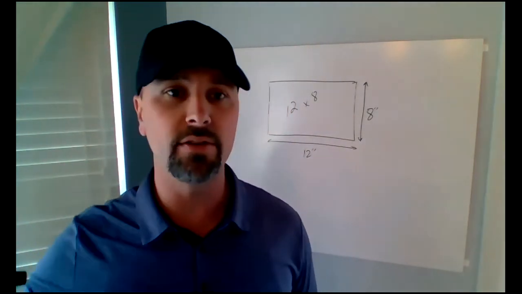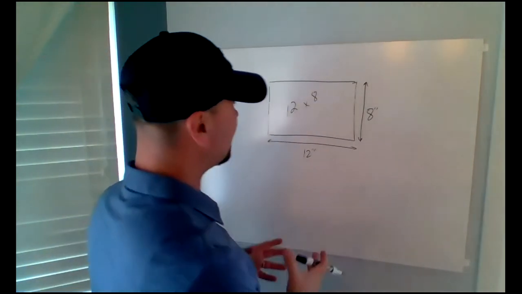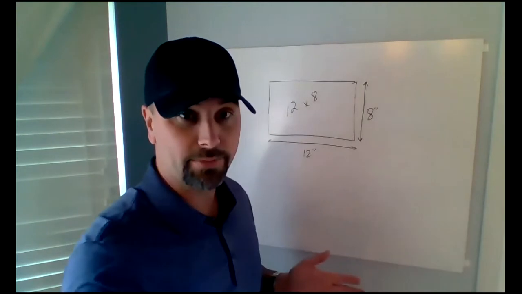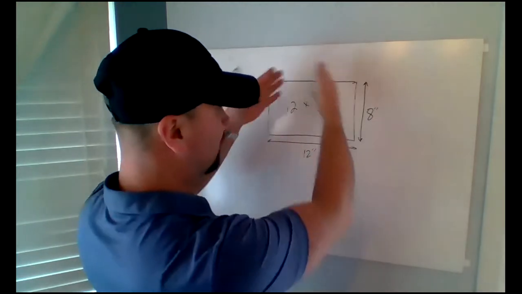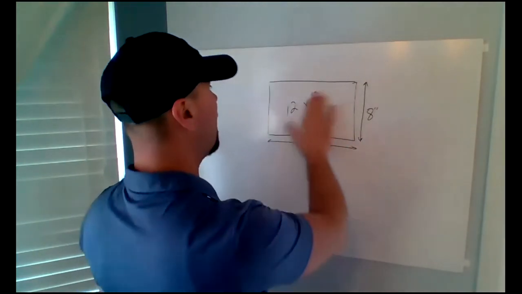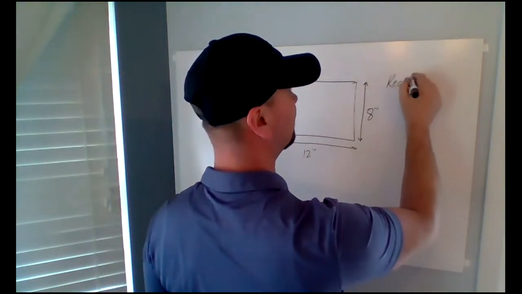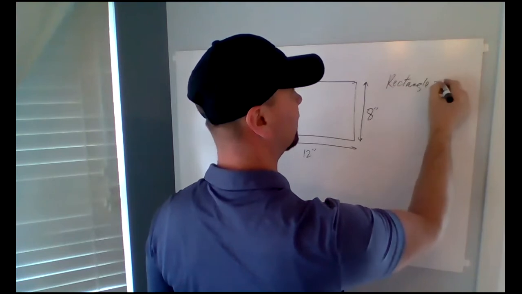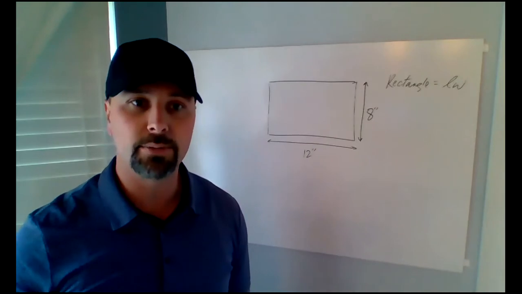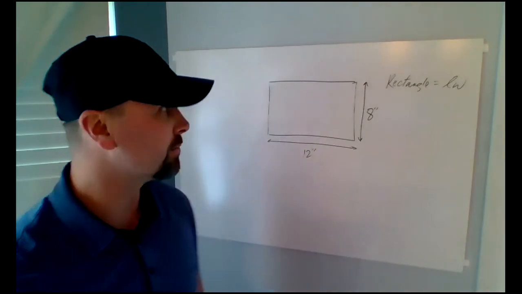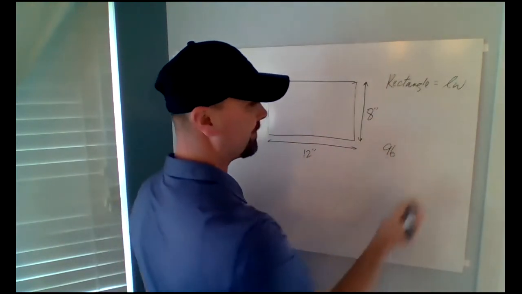But if I want to give it a single measurement, a number, then what I really need to do is follow a formula. For each shape, you're going to have a different formula, but the most common one, like this, kind of like your wall, is length times width. So for a rectangle, your area formula is LW, L times W, length times width. So 12 times 8. 12 times 8 is 96.